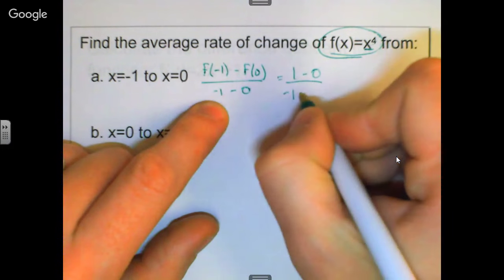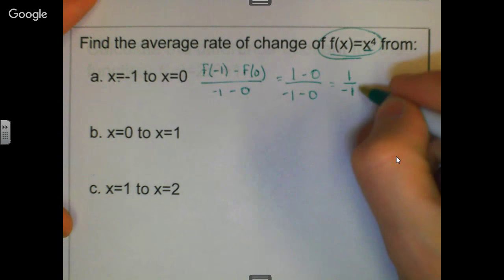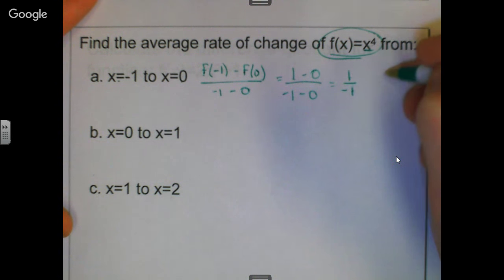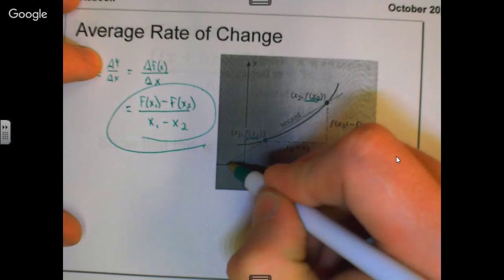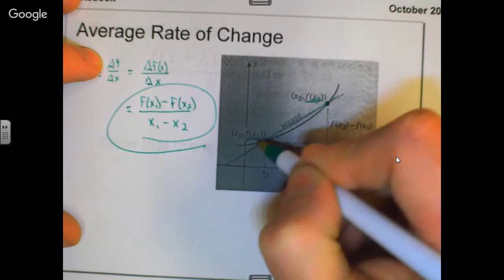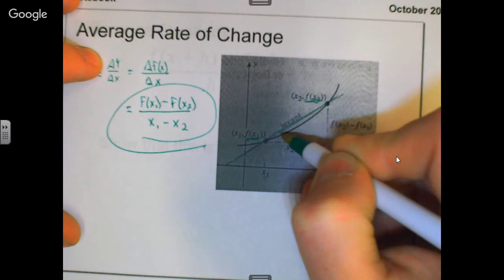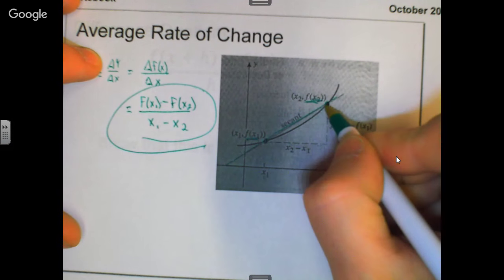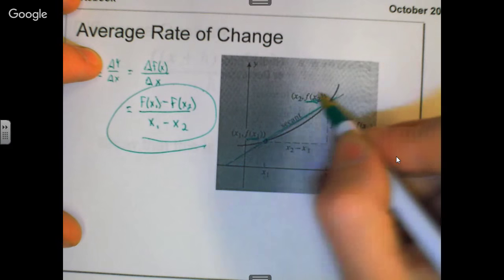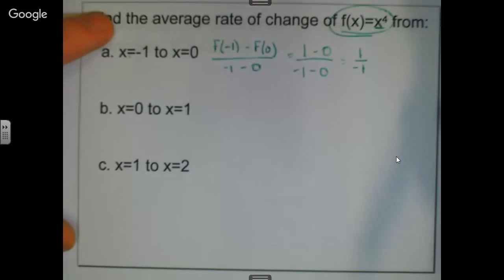So that tells me that the slope, or the average rate of change of my curve, is 1 over negative 1. That means it's decreasing. Now, this doesn't mean that it follows that line. Okay, if we look back up here, this secant line here does not have to follow the curve. It's just telling me on average between this point and this point, it's rising. In this case, it's rising maybe up 1, right 1. Okay, that's what it's telling me on average.